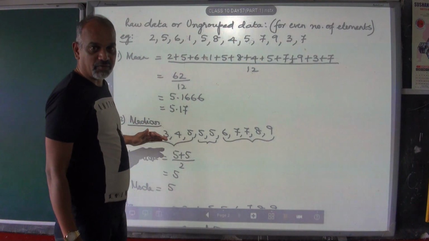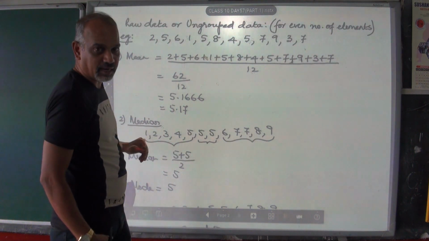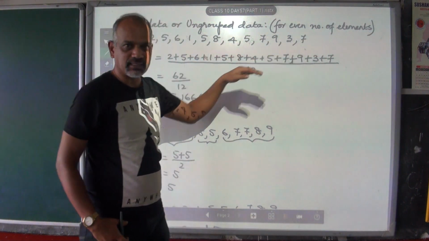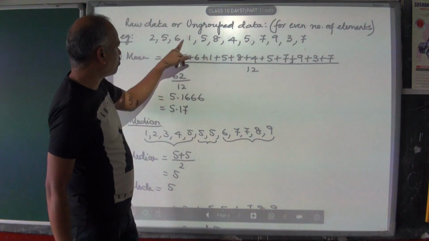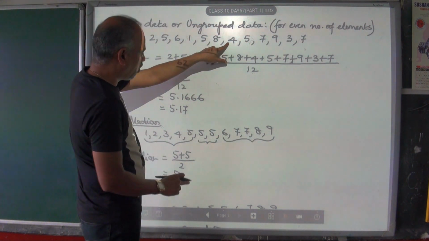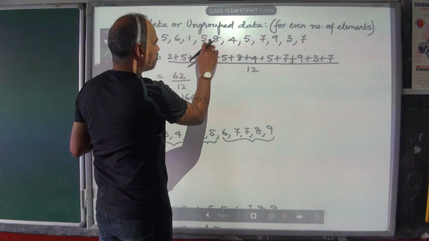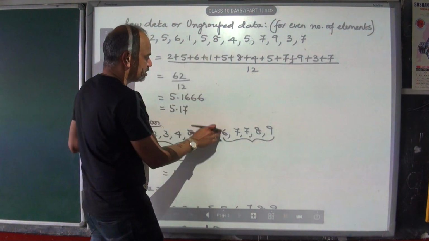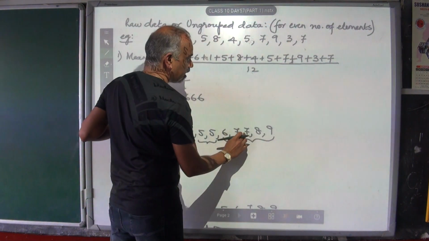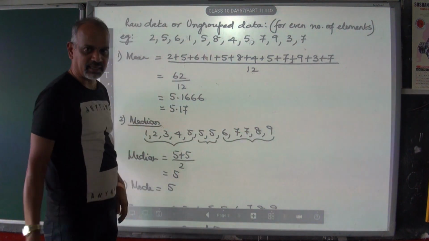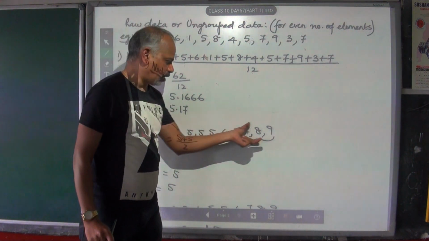The second thing that you are going to find is the median. As I said, when you have to find the median, you will have to arrange this data in ascending order. Okay. So the smallest one is 1, then you have a 2, then 3, then 4, then there are 3 5s, and then there is a 6, 2 7s are there, and 1 8 and 1 9. So this is arranged in ascending order.